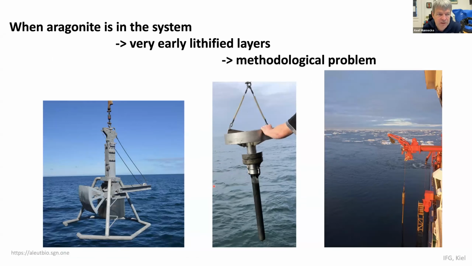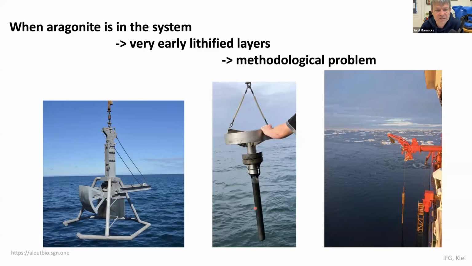And when we have limestone layers in this shallow subsurface, we have a methodological problem. So if we use box cores, for example, either they don't go deep enough to reach a lithified layer, or if they do, they would never penetrate it because the layer would be too hard. And even worse, if we have gravity cores like these ones, they are not able to penetrate a hard limestone layer, so they would just bend and come back on board as so-called bananas, because they are basically destroyed.